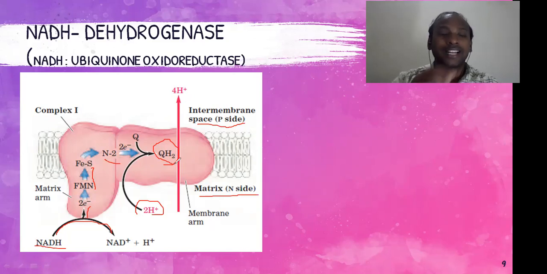So during this transfer of electrons from NADH to the final formation of QH2, pumping of protons from the matrix to the intermembrane space takes place, where a total of 4 protons are pumped. This we should remember. In complex 1, 4 protons are pumped out from the matrix to the intermembrane space. This is the first one, that is complex 1.